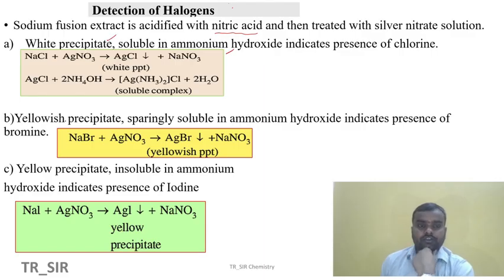Similarly, if you get a yellow precipitate that is sparingly soluble in ammonium hydroxide, that indicates bromine. If it is not dissolved in ammonium hydroxide, that will be iodine, a lemon yellow precipitate. Let us see clearly one by one.